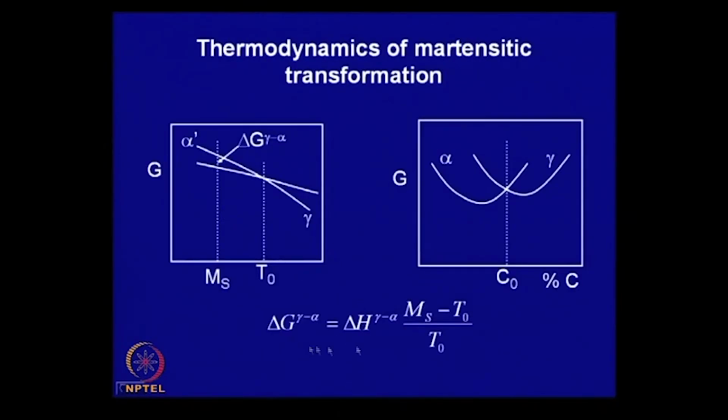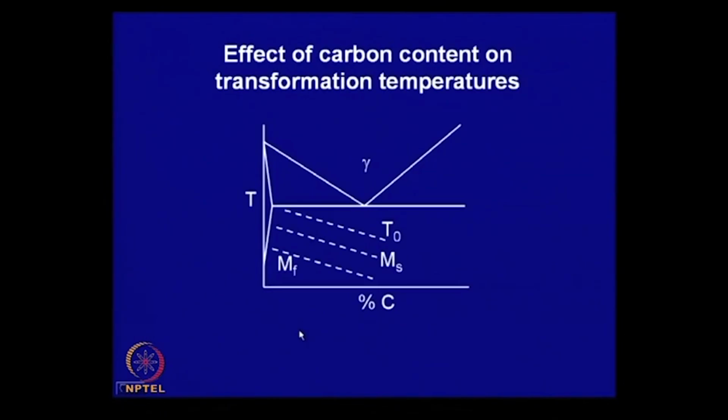It is possible to calculate this driving force in the same way we worked it out for the precipitation process. This is the undercooling. This driving force is proportional to the undercooling. The higher the undercooling, the higher is the driving force for martensite formation.